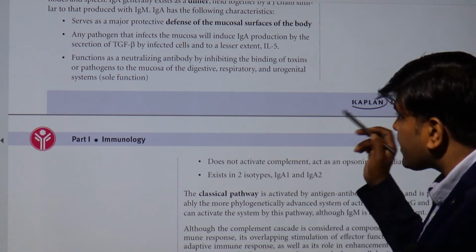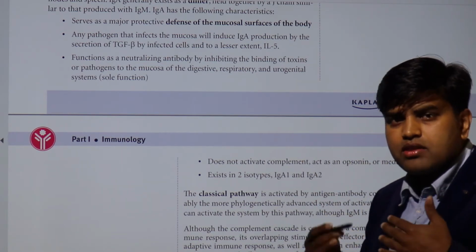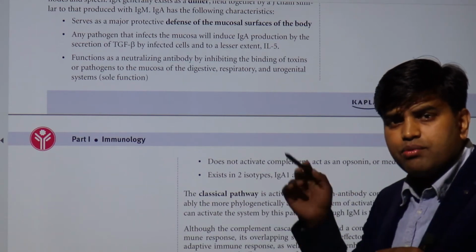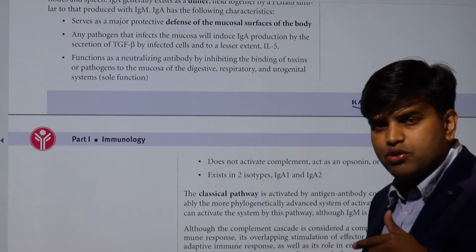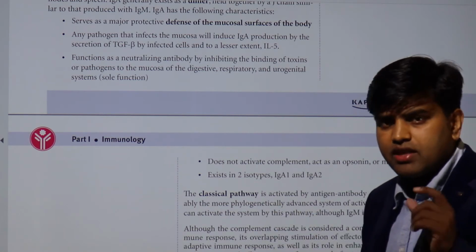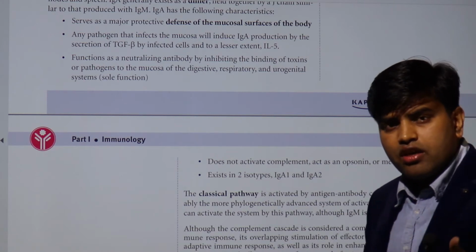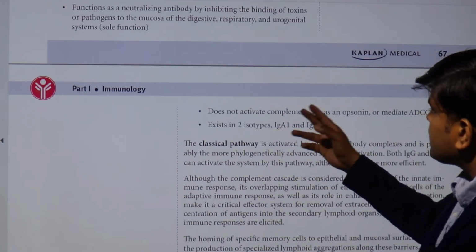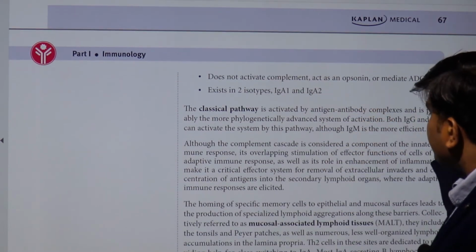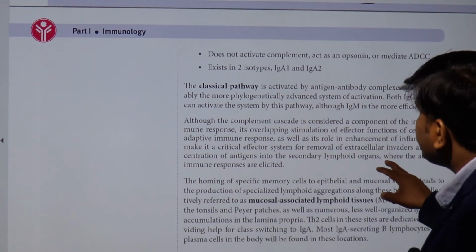Any bacteria that is causing a respiratory tract infection has to bypass the layer of immunoglobulin A that is present on the mucosal surface, and that will only be possible when they have IgA protease, the enzyme that can break down immunoglobulin A. Then only will the infection of the respiratory tract occur. IgA does not activate the complement, act as opsonin, or mediate ADCC.